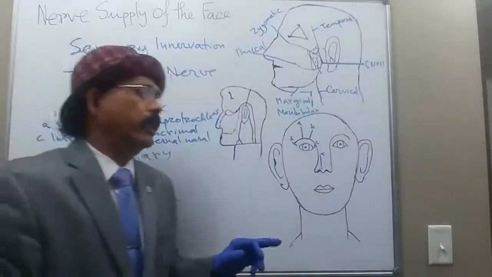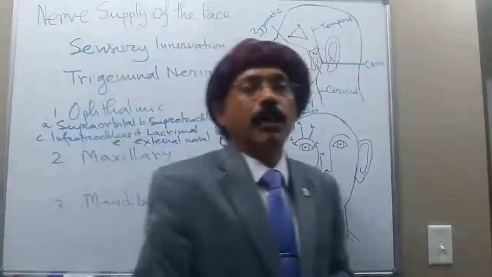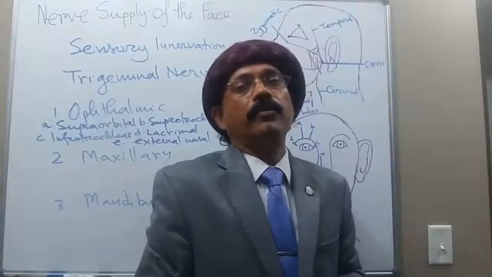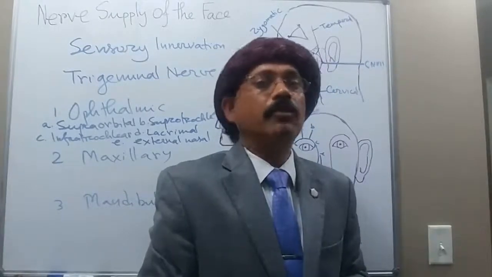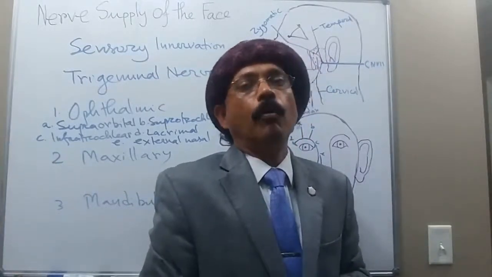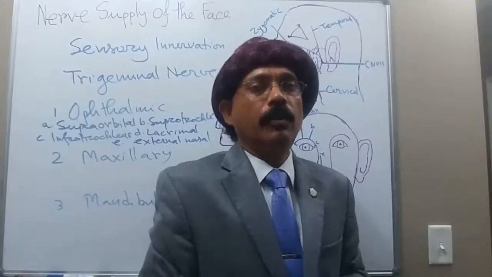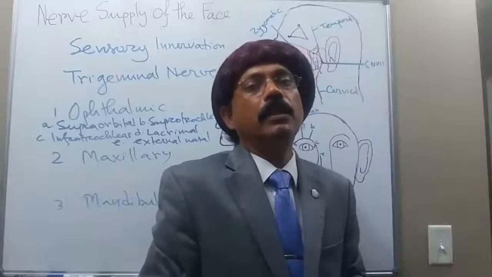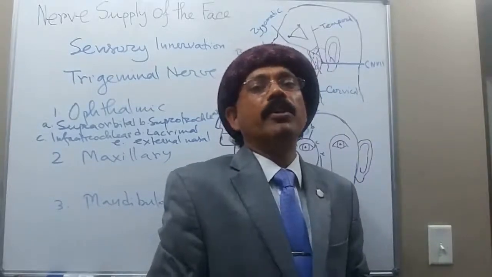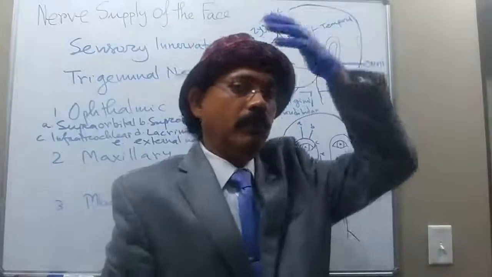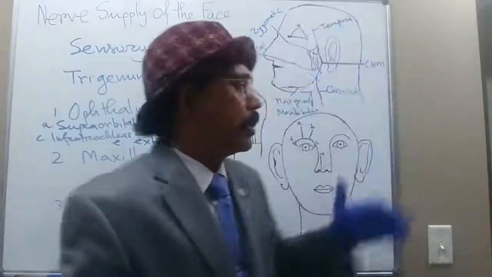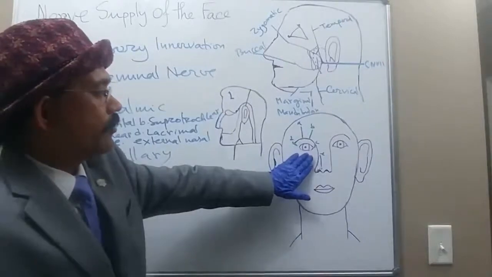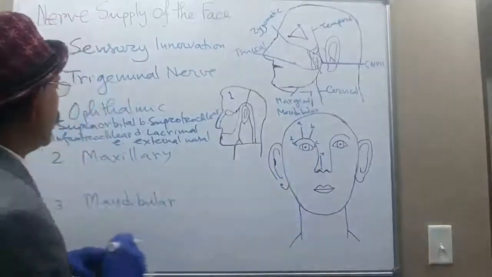So if you get a question in the exam, which nerve carries cutaneous sensation from the tip of the nose? Answer should be ophthalmic division of trigeminal nerve. What nerve carries cutaneous sensation like pain, touch, temperature from the upper eyelid? Our answer should be ophthalmic division of trigeminal nerve, like forehead up to vertex. This part, cutaneous sensation is carried by the maxillary nerve.